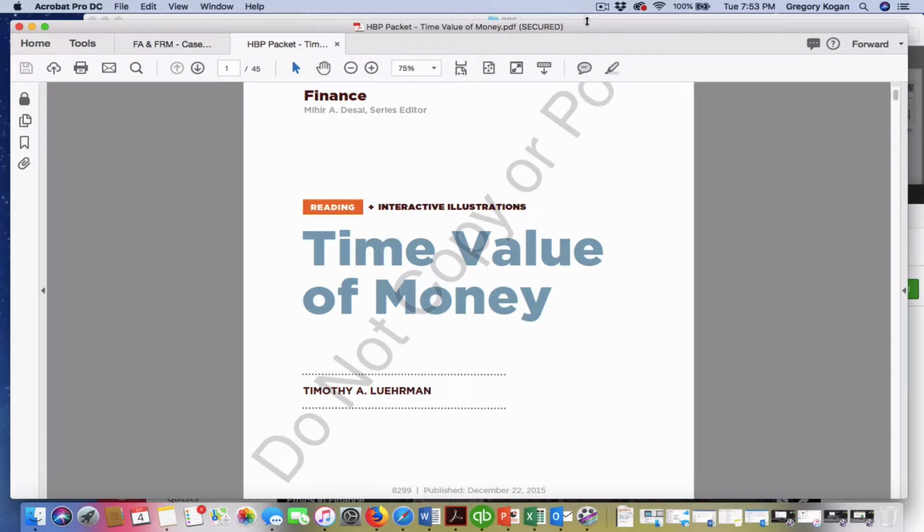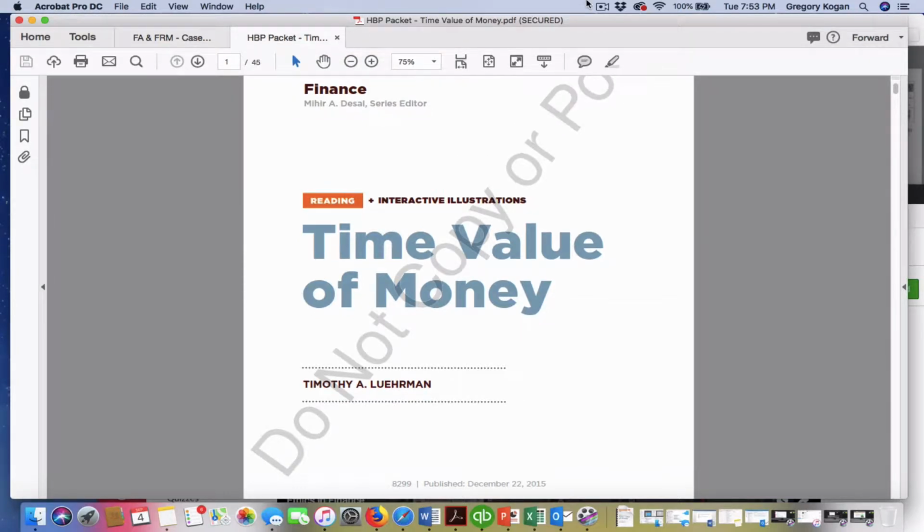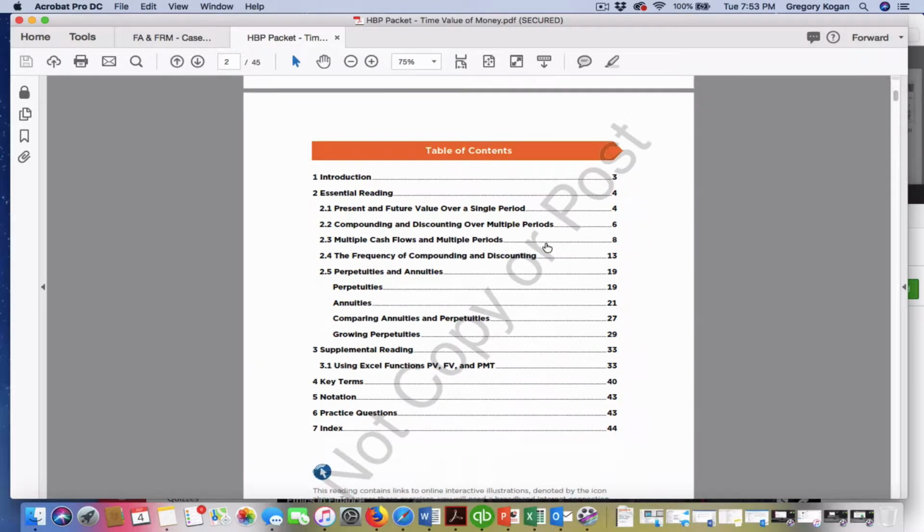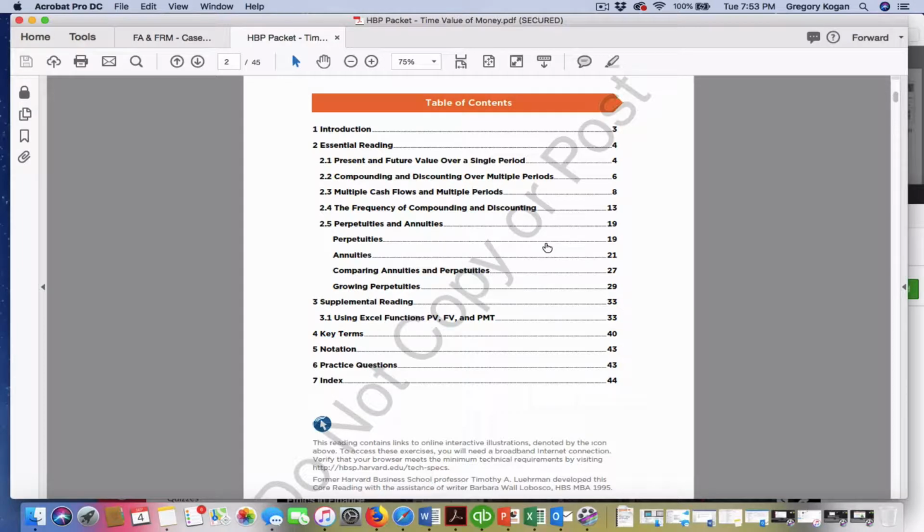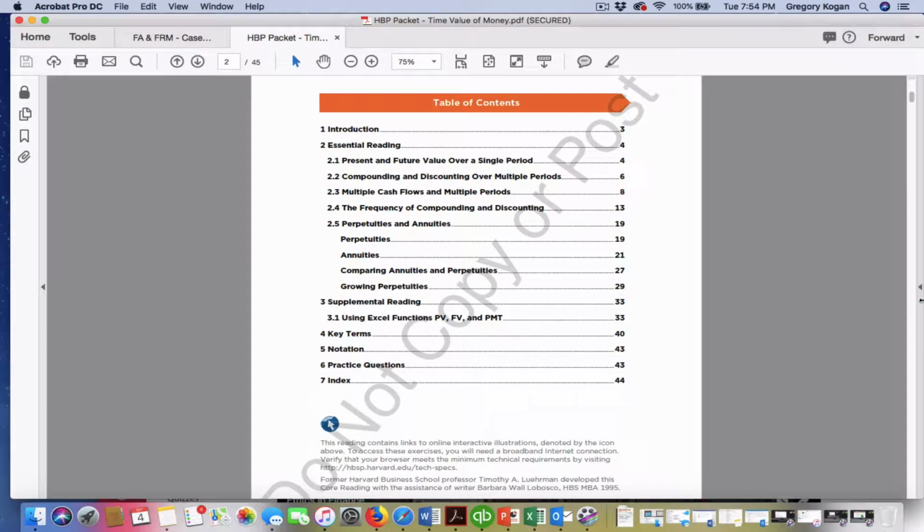So our first topic is going to be time value of money. This is our material for the week that I want you all to read and go through, the reading and the interactive illustration. The way to use this material is to go through each chapter, go through all the terms, and then go through the interactive illustrations and learn interactively.